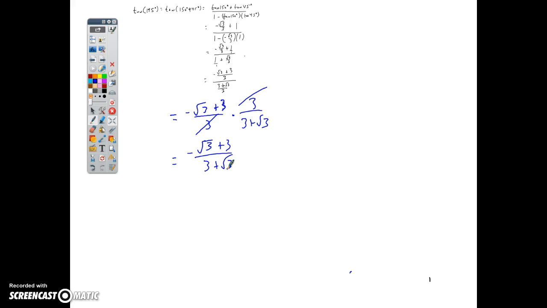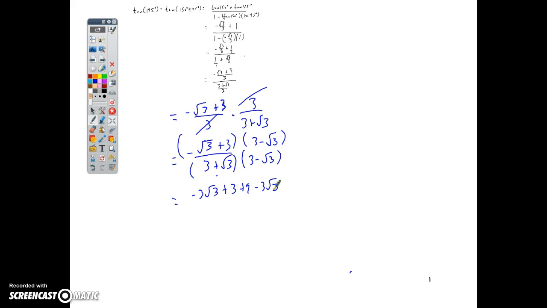Multiply by its conjugate. So since this is a plus, I'm going to multiply by a minus. Got to multiply the same thing top and bottom, right? Top and bottom. Okay, here we go. Foiling. Negative 3 root 3. Firsts, outers, plus 3. Inners, plus 9. Lasts, minus 3 root 3.